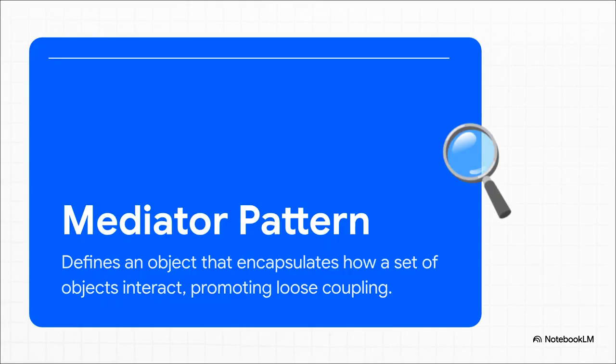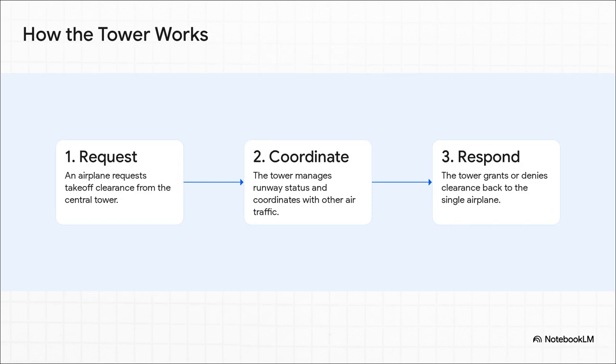And that's where the Mediator pattern comes in. It's literally the air traffic controller for our software. The main idea is to introduce one central object, the mediator, that handles all the complicated back and forth communication. So instead of objects talking directly to each other, now they only talk to the mediator. Simple as that.